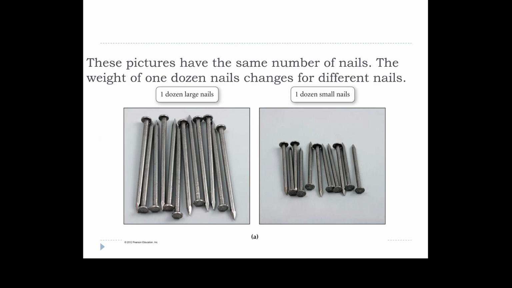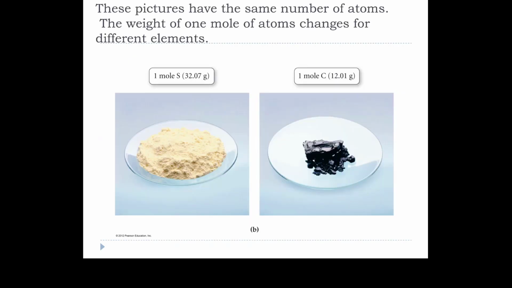Okay, so back to our hardware store. Different nails weigh different amounts, right? So if I got a dozen big nails, they're going to weigh different than a dozen small nails. And so we have to have this relationship between weights and amounts for all the things. And we have to do that for atoms as well. For example, a mole of sulfur weighs 32.07 grams. A mole of carbon weighs 12.01 grams. We have all those relationships.